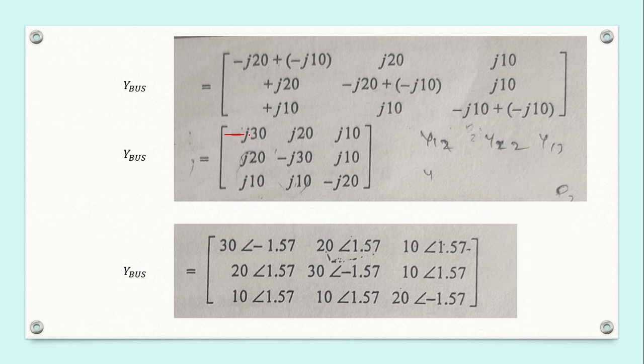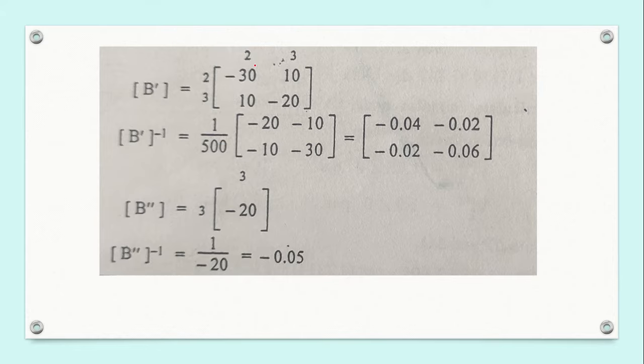So let us omit the row and column corresponding to bus number 1. First row and first column are omitted. So the row and column corresponding to the slack bus is omitted, and for the remaining elements take the imaginary part. So here the imaginary part is minus 30, 10, 10 and minus 20, and that will be our B dash matrix.